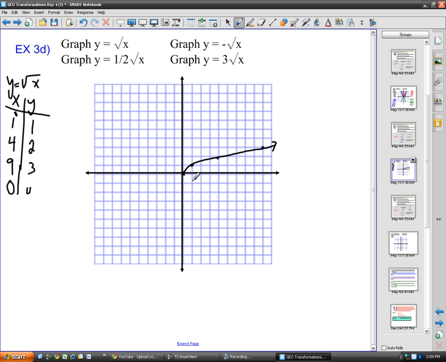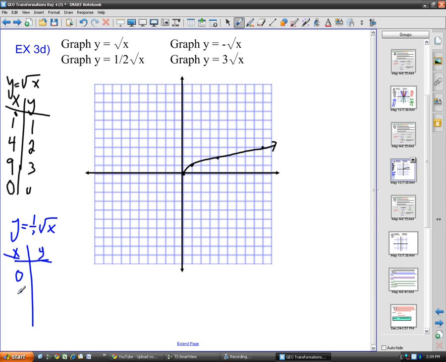But this time I'm doing some multiplying. So this time when I do y equals 1/2 the square root of x, again, be wise about your numbers. The 1/2 is outside the square root, so be wise about the numbers you choose and pick numbers that you can take the square root of. I'm going to pick the same numbers I picked before, 0, 1, 4, and 9.